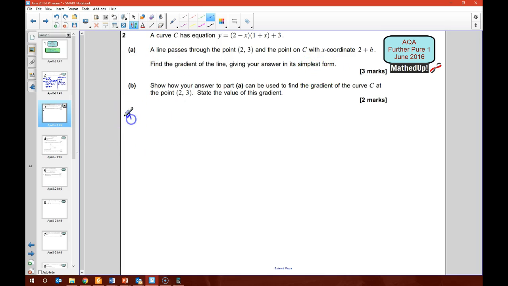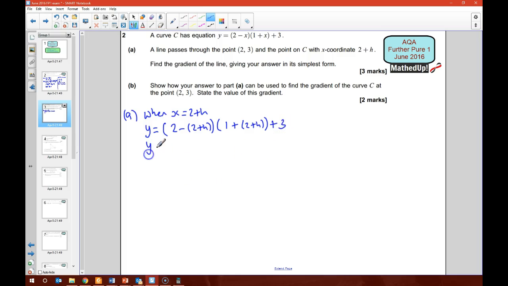Okay, so part A, we know when x is 2, y is 3, but when x is 2 plus h, we need to work out what y is. So when x is equal to 2 plus h, y is going to be equal to (2 take away 2 plus h) times (1 plus 2 plus h) plus 3.